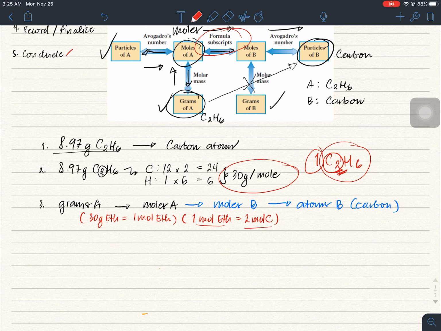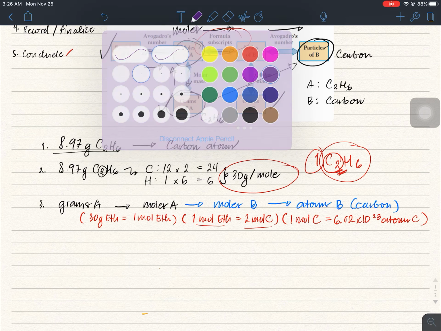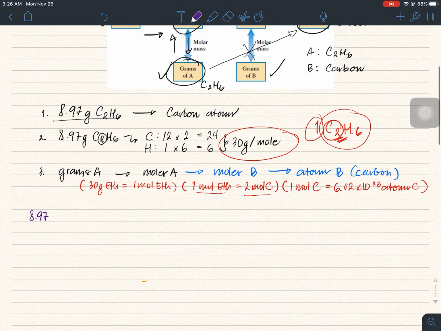And now that you have your moles of carbon, you can convert it. And the conversion factor would be 1 mole of carbon is equal to 6.02 times 10 raised to the power of 23 atoms of carbon. Okay. And now that we have our conversion factors, we can finally solve for our problem. Now let's start with our conversion. Let's write 8.97. This is our starting point, grams of C2H6.